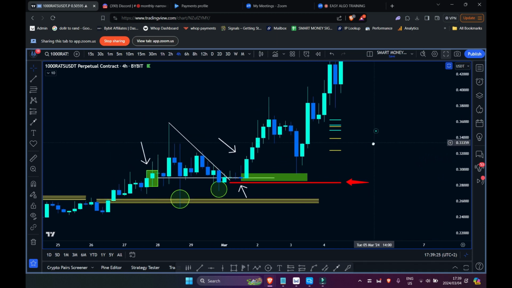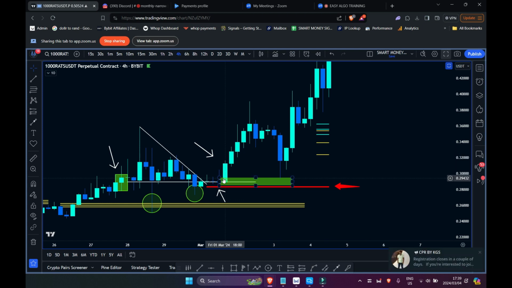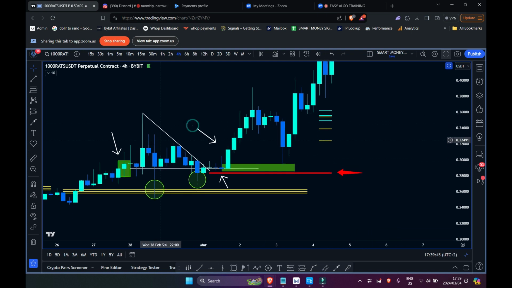So this is how price naturally moves. It makes this massive move up like this, and then it retraces back to the demand zone. If I was watching, but I wasn't even watching the screen at this time because I had such a busy week, this is how price usually does move.